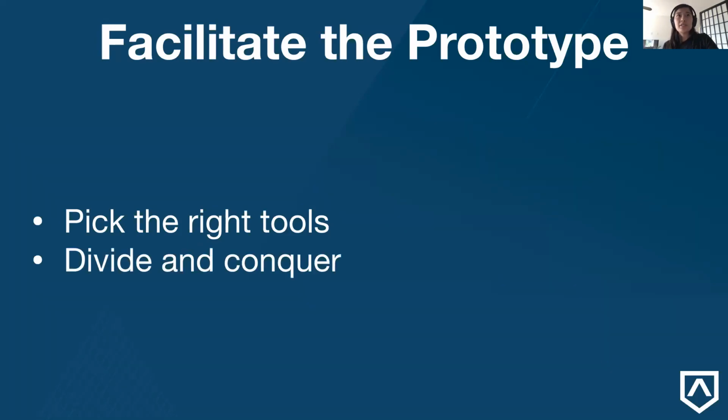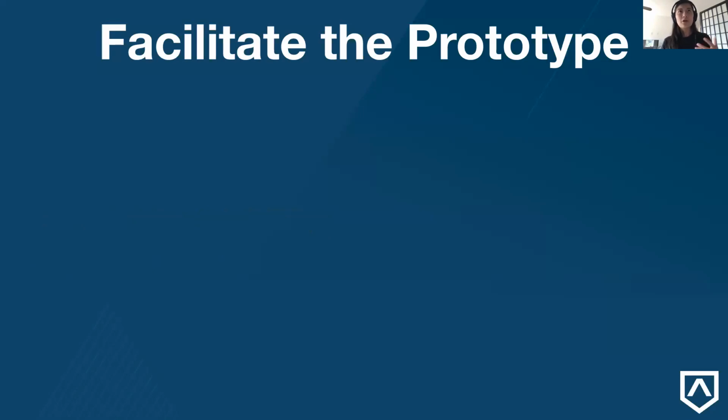Now, the second piece is this idea of dividing and conquering. And there are 5 roles that are recommended in order to help speed up the prototyping process. Sometimes I find that it's really easy to get lost when everyone's sitting in a room, either virtually or in a physical setting, and people aren't quite sure what to do. So these 5 roles are going to help speed up that process.